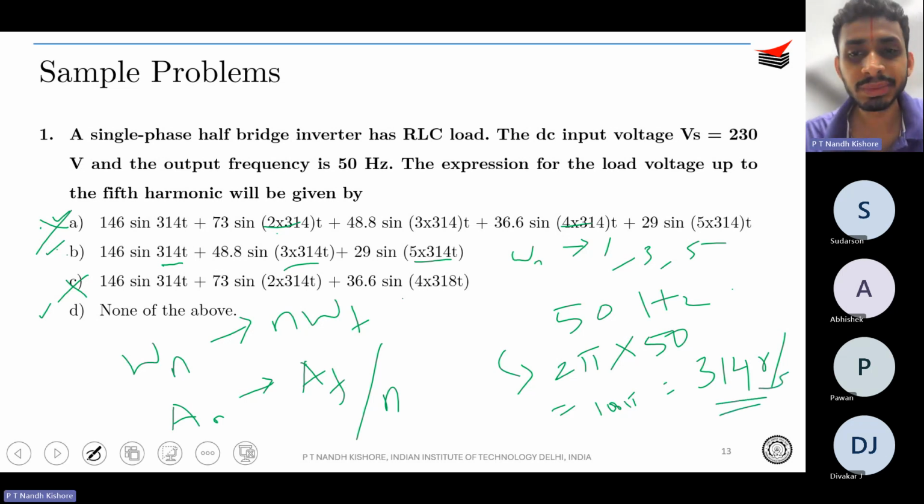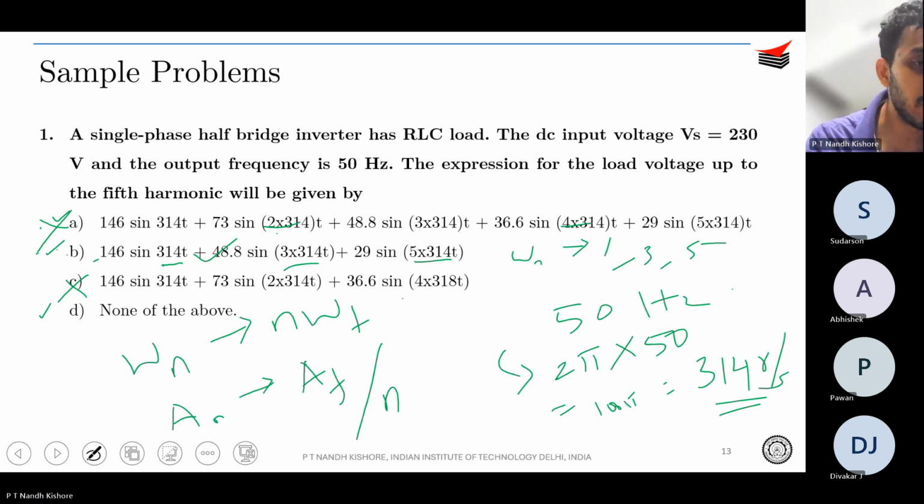So this is your frequency. But what about your amplitude? Amplitude should be scaling down by n, right? So if it is 146, then it should be 146 by 3 and then 146 over 5. If this is satisfied, then it's the answer. So you do 146 over 3, it's going to be 48.8. Why? Because 150 over 3 is 50, so this is correct. And again, 146 over 5 is going to be 29, since 150 over 5 is 30. So obviously B is the correct answer. This is how you should eliminate instead of just solving it.